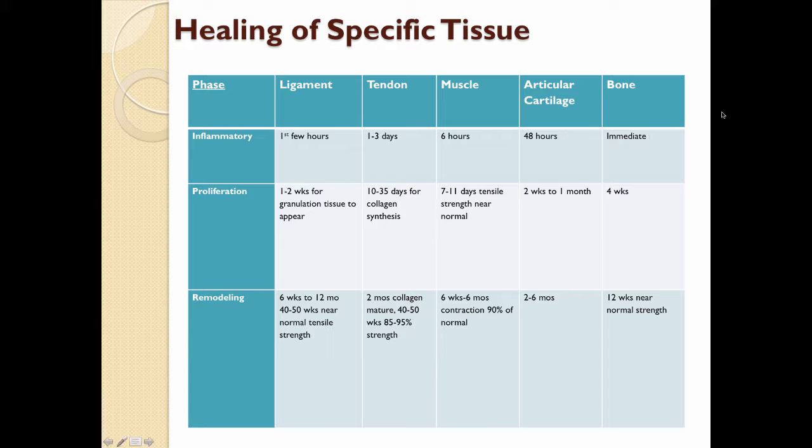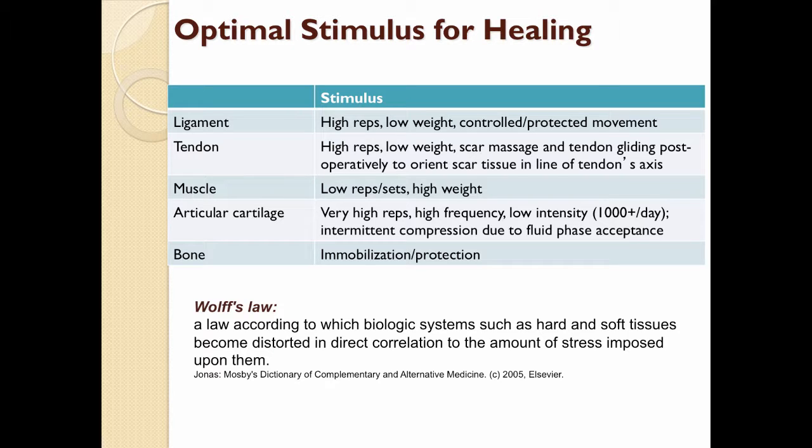And then the bone, the inflammatory response begins immediately. It lasts about 4 weeks into the proliferation phase. And at 12 weeks, bone is near normal strength, and it's one of the few that is going to go back to 100% tensile strength. It is really the only tissue that has that capacity.